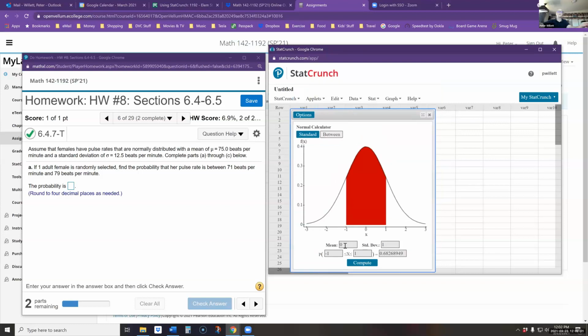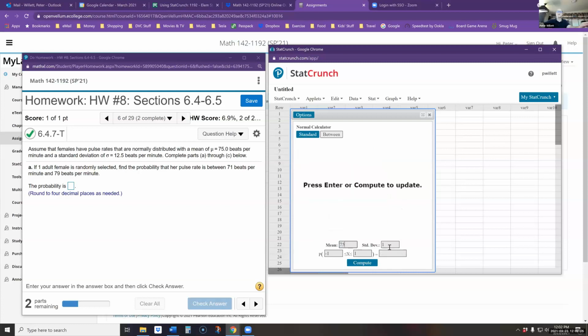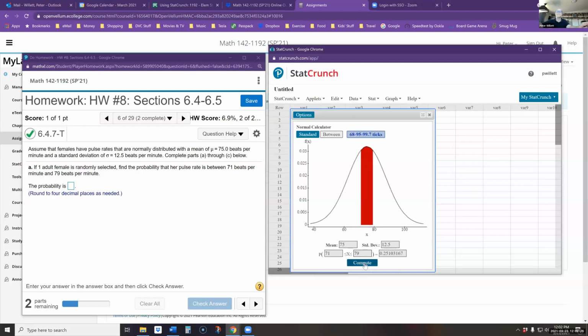Right on point. And the mean value they gave was 75, and the standard deviation is 12.5. And we're supposed to find the probability that a person chosen would be between 71 and 79. So I would enter those Z's, not 179. Try to enter this, watch my typing. And then I would say compute. And it gives us a nice picture, shows us on the graph.